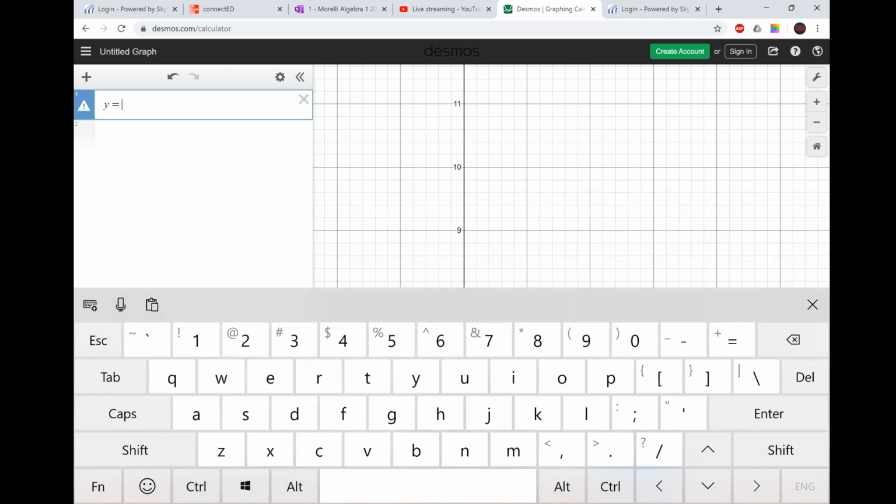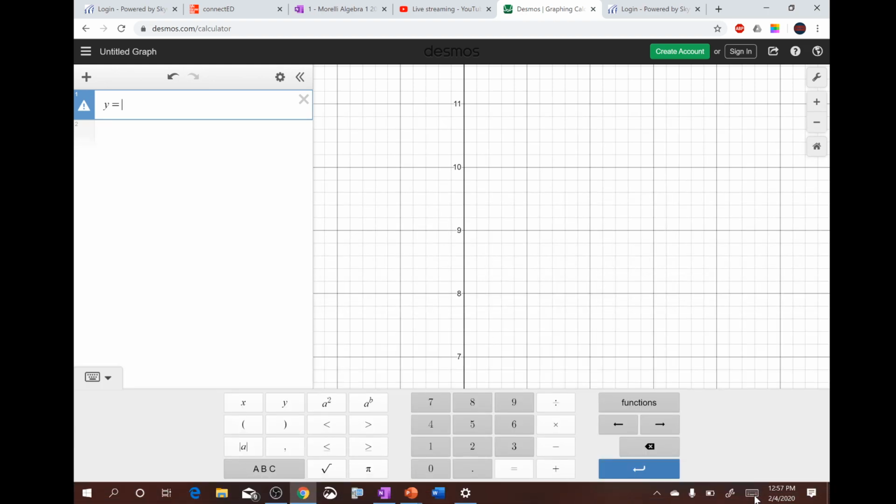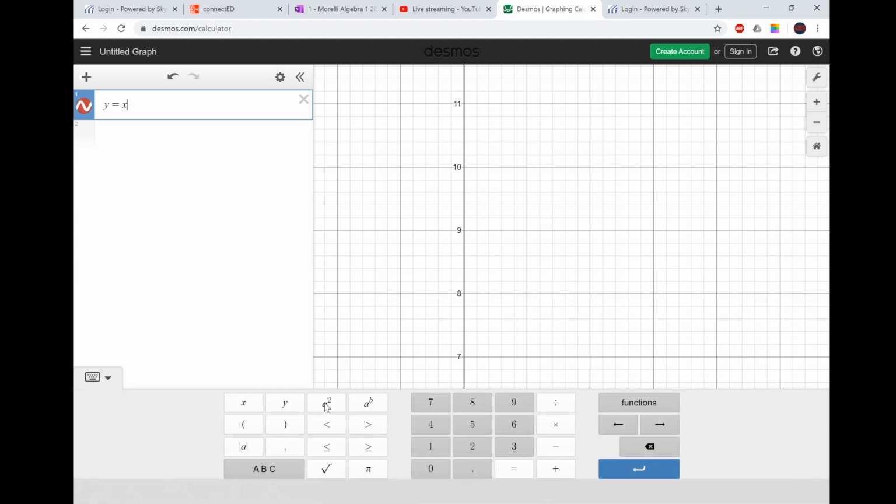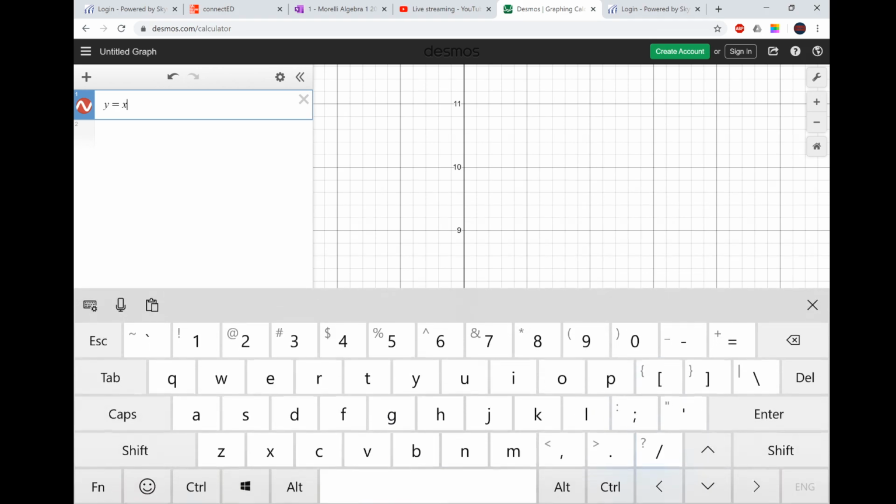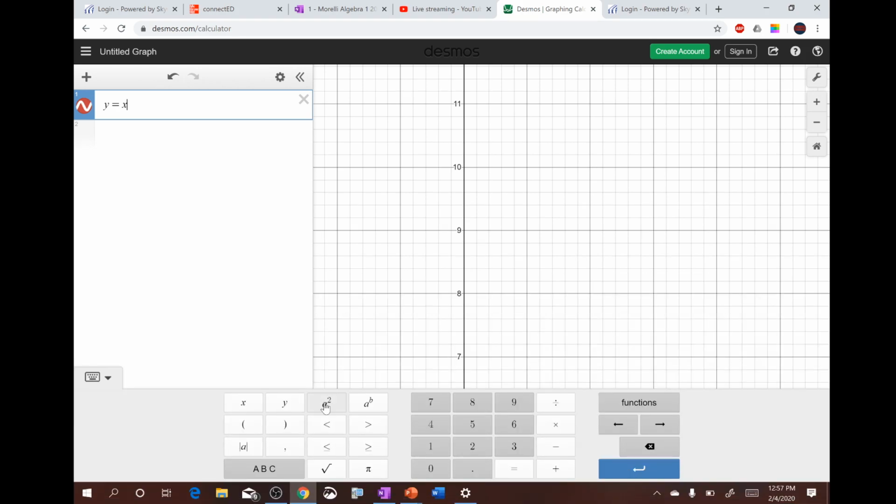X squared, hang on, I hit this little keyboard down here. X squared, oh, come on. X squared plus 8x plus, how do I say 15 in Spanish? Thank you.